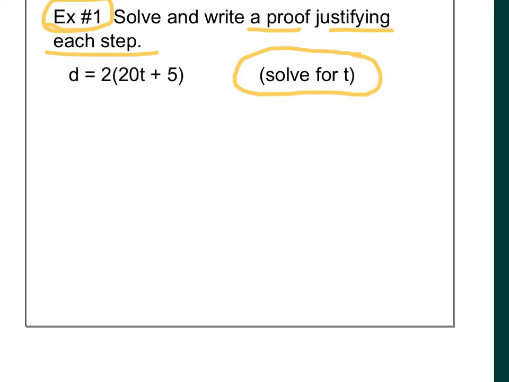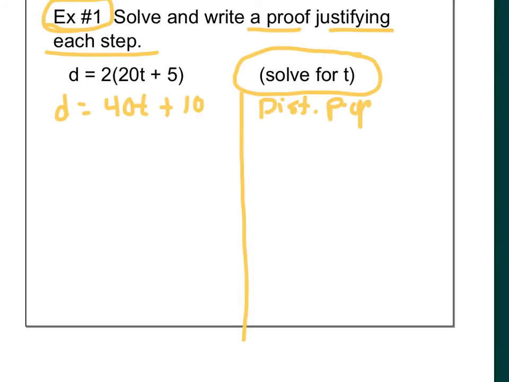Okay, I hope you distributed. So I'm going to go with d equals 2 times 20, which is 40t. And 2 times 5, don't forget to multiply that 2 by your second number. That's an often forgotten step. And then we're going to be justifying this. So sometimes with the justification, we're going to do something called a two-column proof. So I'm going to put my work on the left, and I'm going to put my justifications on the right. So the first thing I did is distribute, so I'm going to call this the distributive property.